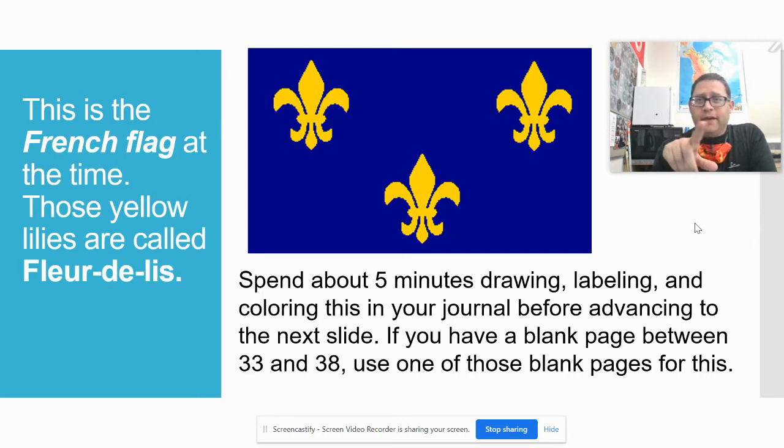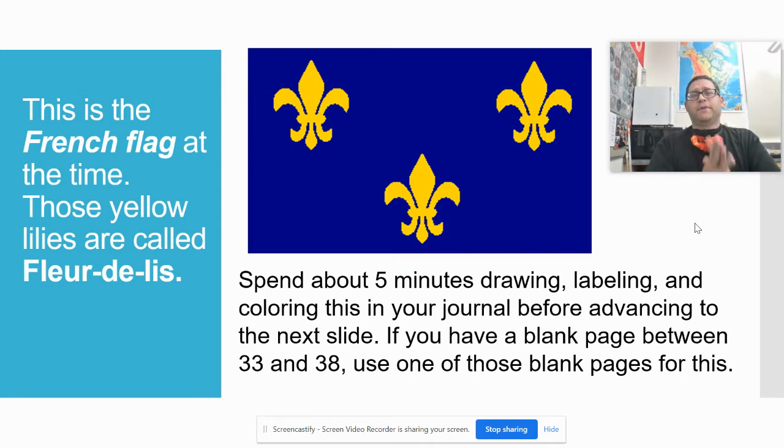So anyway, you've probably seen that before, especially if you are a football fan, a fan of New Orleans, because they have the French fleur de lis symbol on their helmets down in New Orleans.